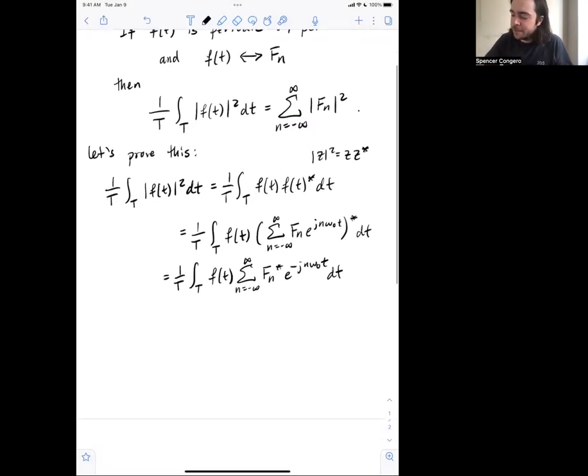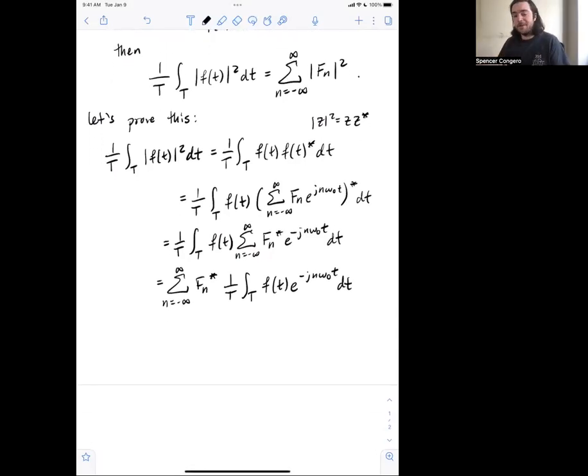All right, now what can we do? Well, some of those terms don't depend on t anymore, so I'll bring them out. I'll bring the sum outside. I'll bring the f sub n conjugate outside. That doesn't depend on little t that we're integrating. And then what do I have left? I have 1 over T, the integral over a period of f of t e to the negative j n omega naught t dt.